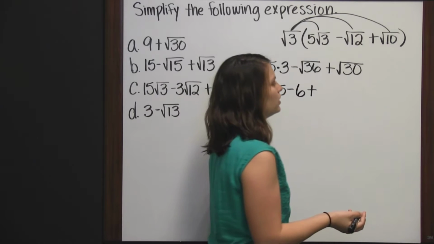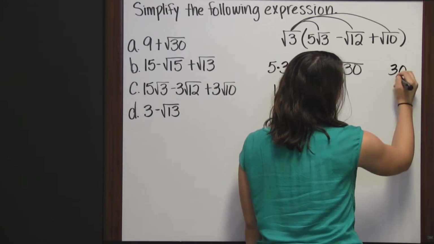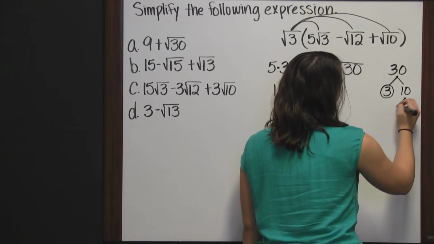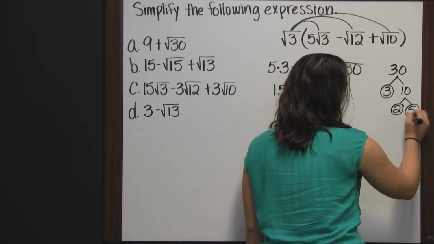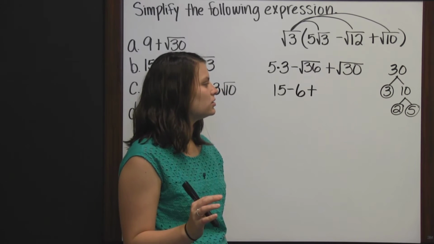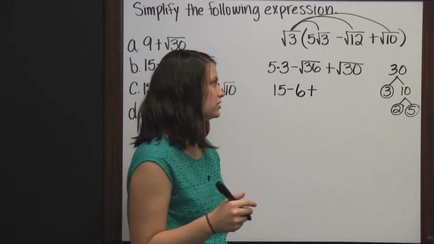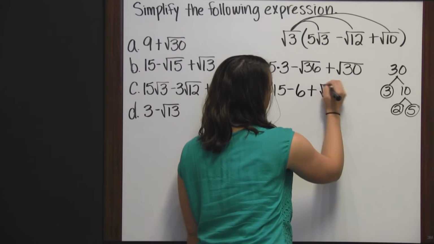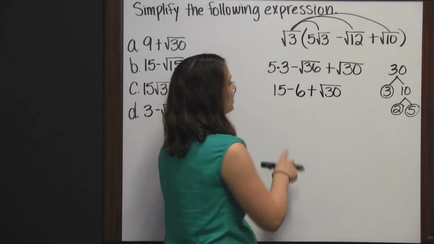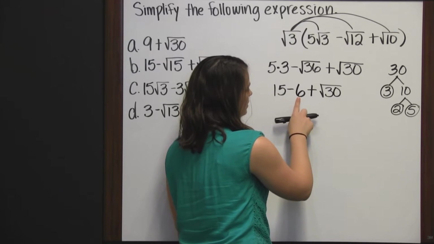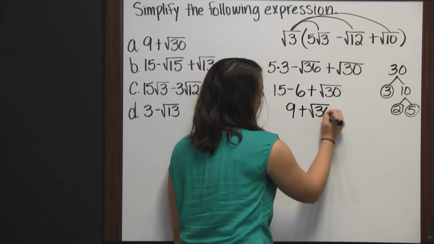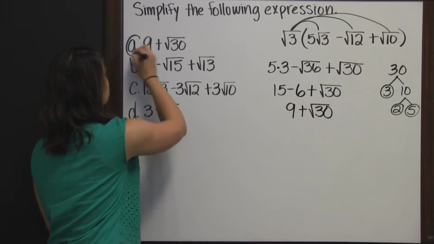You want to break down that number and see if there is any part of it that we can take the square root of. So to break it down, you can just do a factor tree. 30 is 3 times 10, 3 is prime, and 10 is 2 times 5, and those are both prime. So I have no pairs of numbers and no perfect square factors, so I can't take the square root of any part of 30, so it has to be left as just the square root of 30. And finally, we can subtract 15 minus 6, since those are like terms, and we get 9. So 9 plus the square root of 30. So our answer is A.